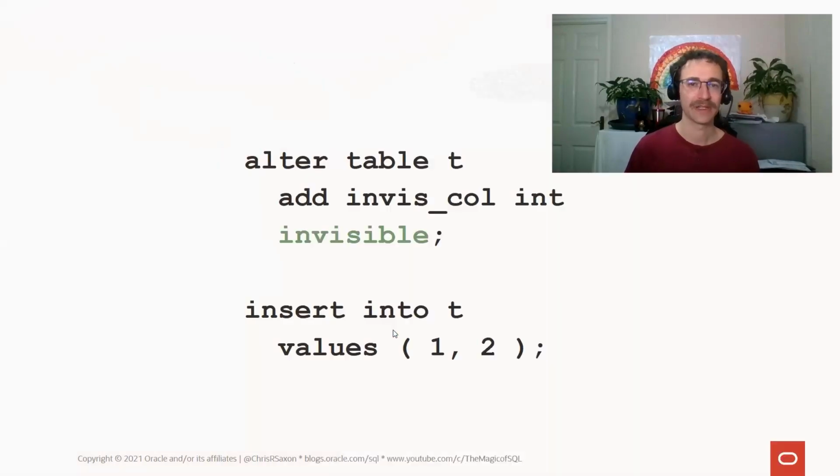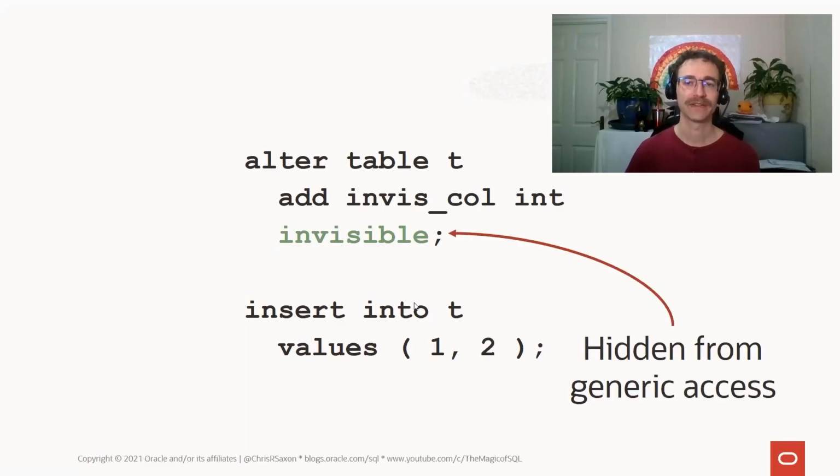Well, there is a little trick available. We can declare columns as invisible. So what this means is they are hidden from generic table access, so select stars or inserts without a column list. Okay, so if we've only got 2 columns in our table here and we add a third, our 2-column insert will still work because that invisible column is not considered. So that's great if we just want continuity and not have our whole application fall over.